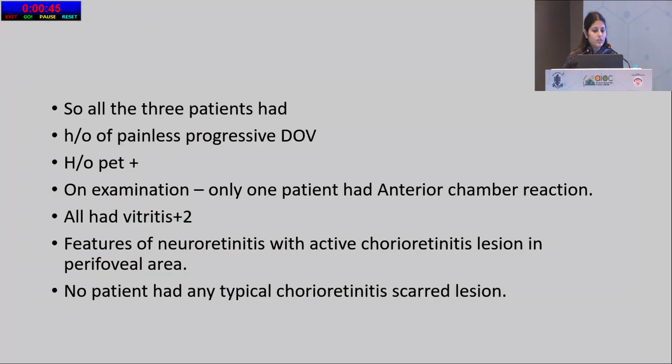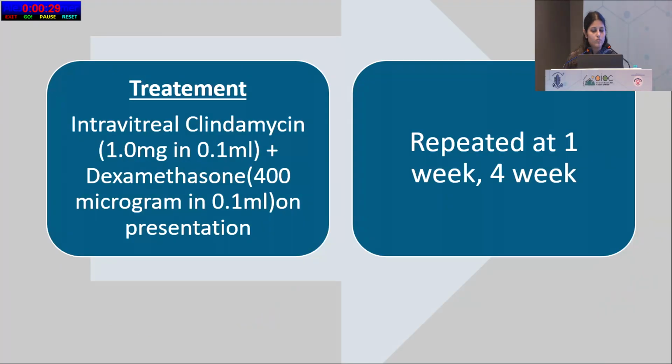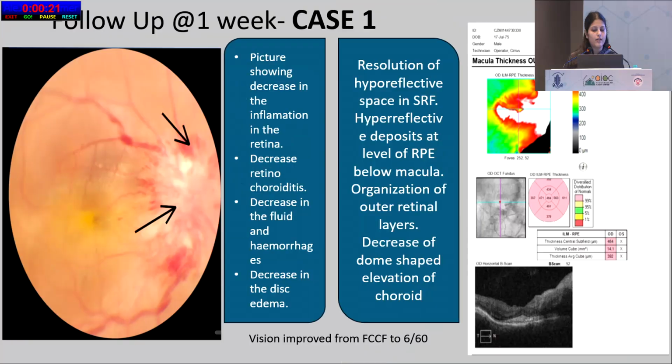All 3 patients had a history of painless diminution of vision and vitritis, and typical scarred choroiditis lesions were absent in these cases. So we investigated them, and serologically anti-toxoplasma IgM and IgG were positive. We diagnosed them as toxoplasma neuroretinitis, and we treated them with intravitreal clindamycin and dexamethasone on presentation, and repeated the injections at 1 and 4 weeks.